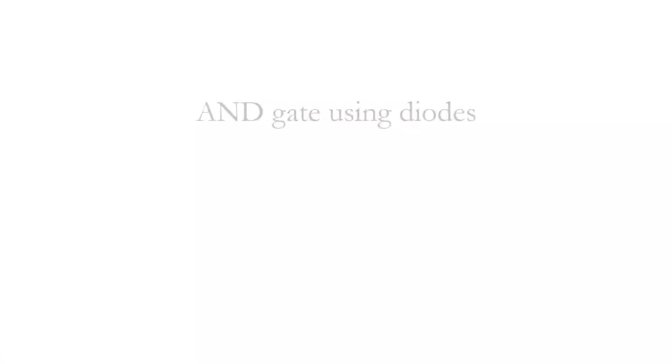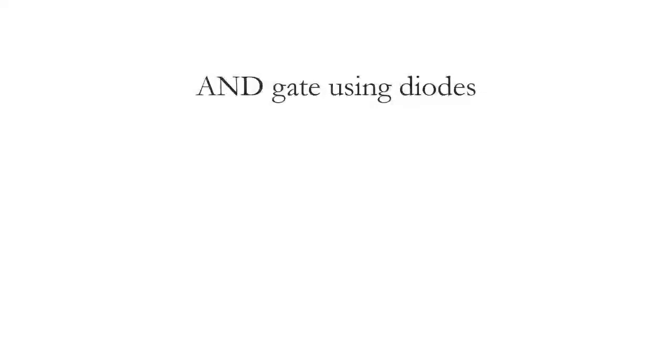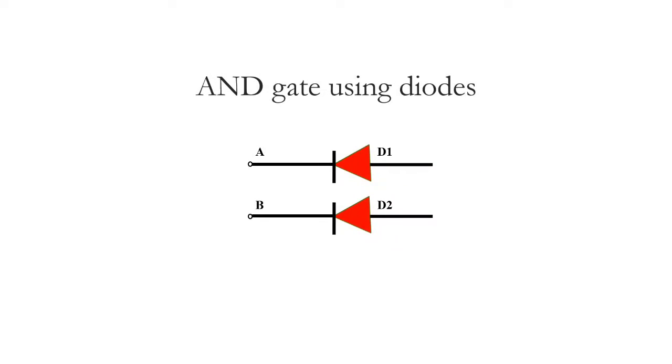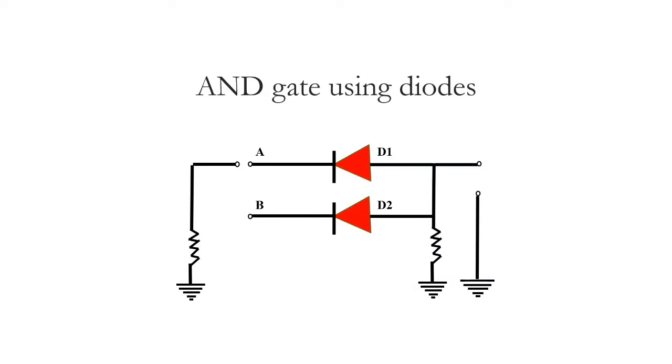AND gate can be realized by PN junction diode. D1 is the diode 1, D2 is the second diode. The negative terminals of two batteries are connected to the ground. The resistor R is connected permanently to the positive terminal of the battery. Negative is connected to the ground.